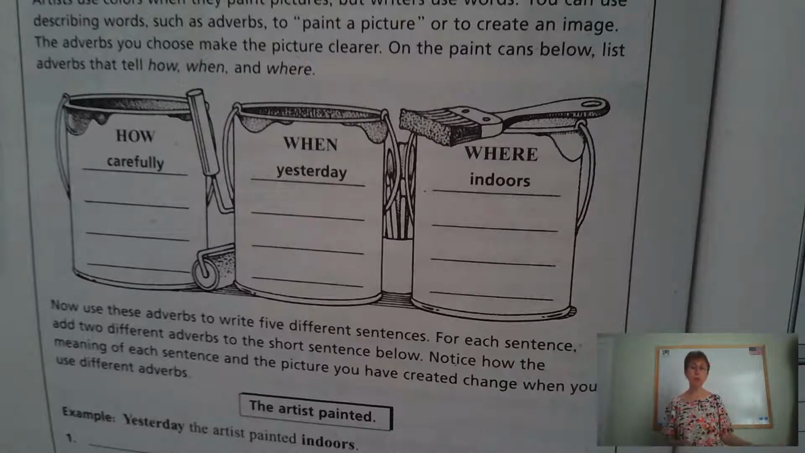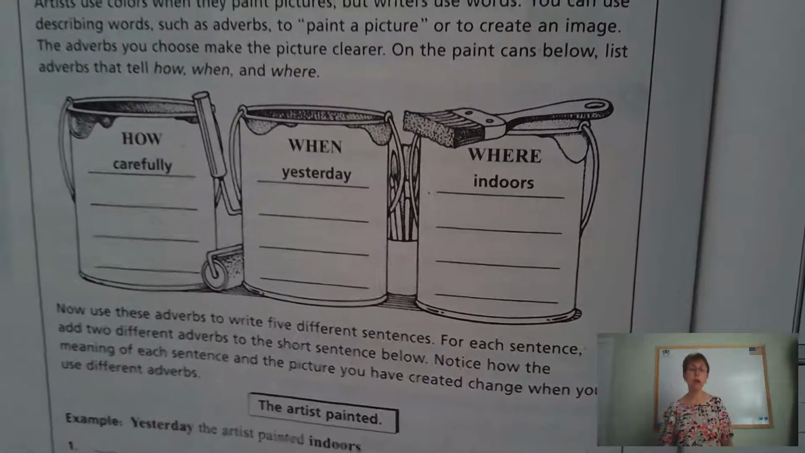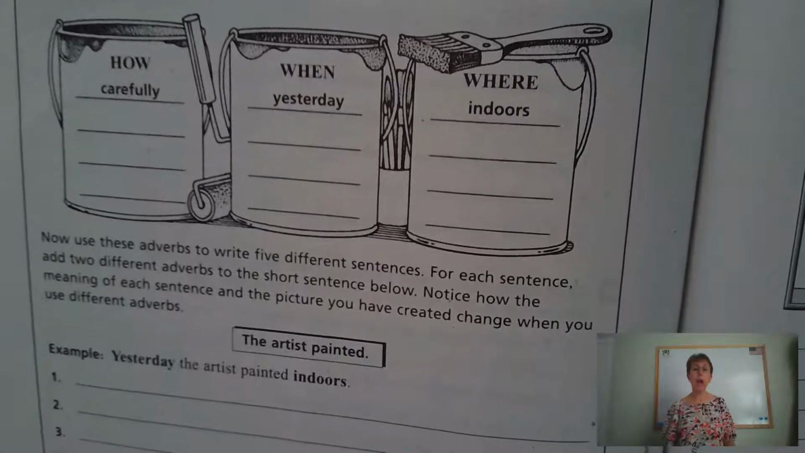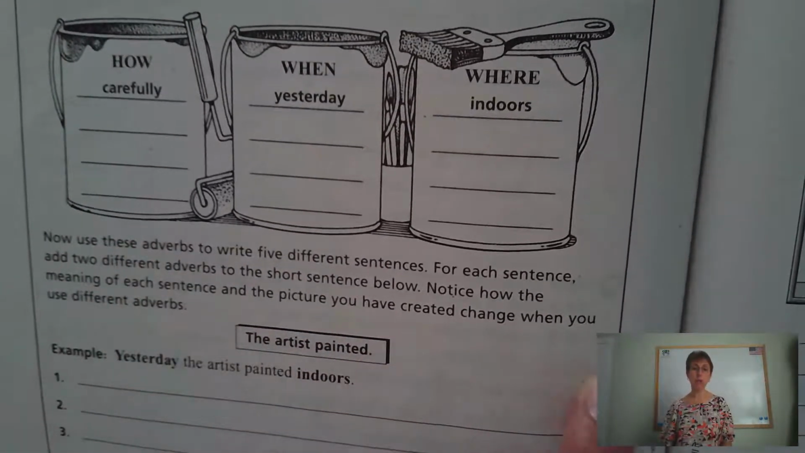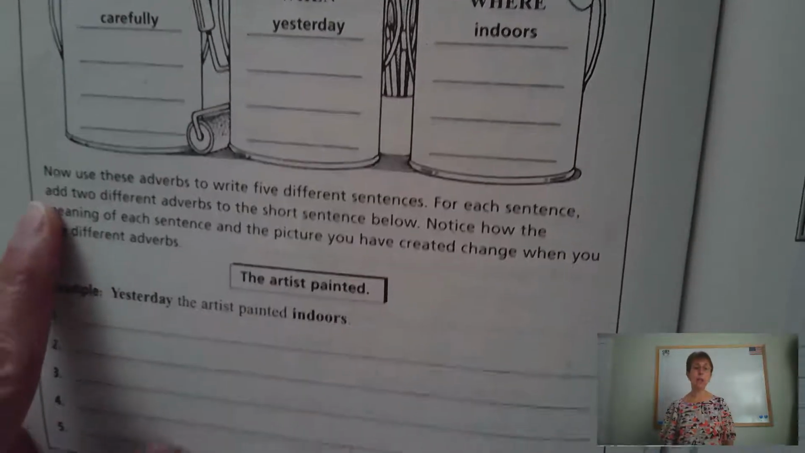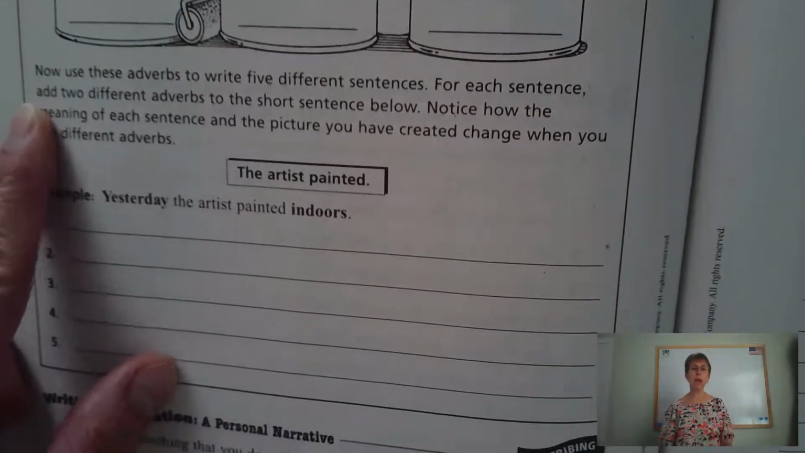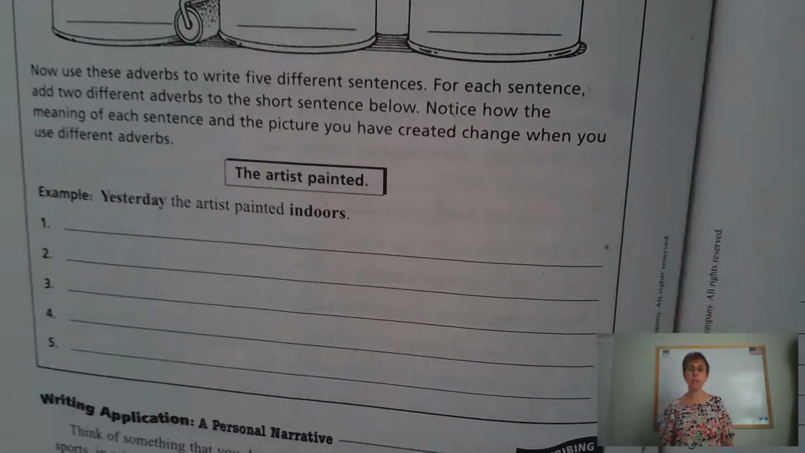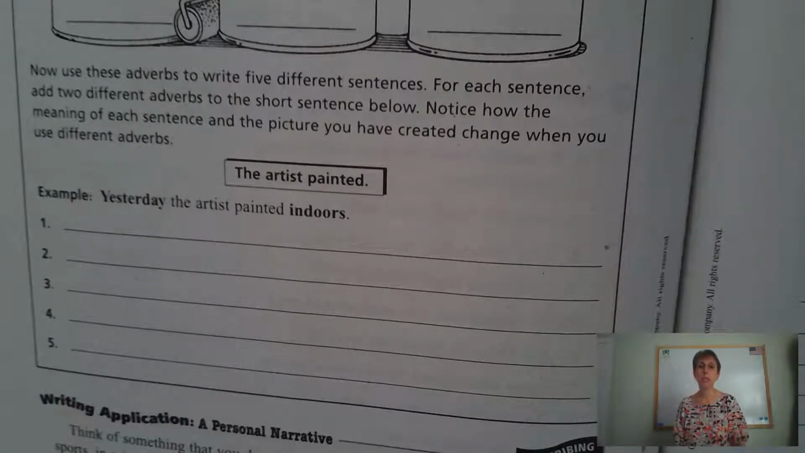Again, you could always refer back to your textbook and look for some adverbs there in that table, or you can think of some of your own. After you have filled in, you have to first fill in all the cans. Then you can move on to the next part. Now use these adverbs to write 5 different sentences. For each sentence, add 2 different adverbs to the short sentence below. Notice how the meaning of each sentence and the picture you have created change when you use different adverbs. And again, we're talking about that mental picture, how things appear to someone else, how they can visualize something.